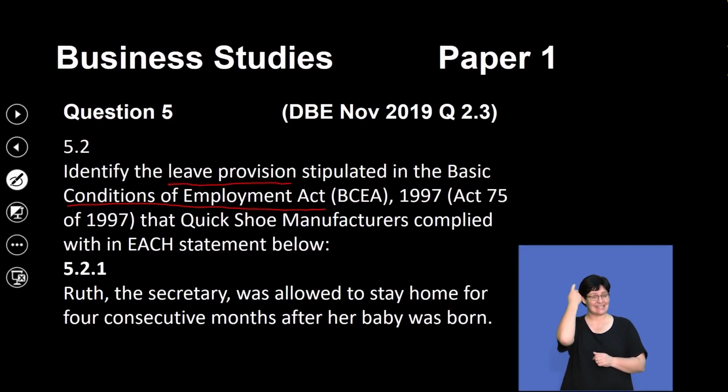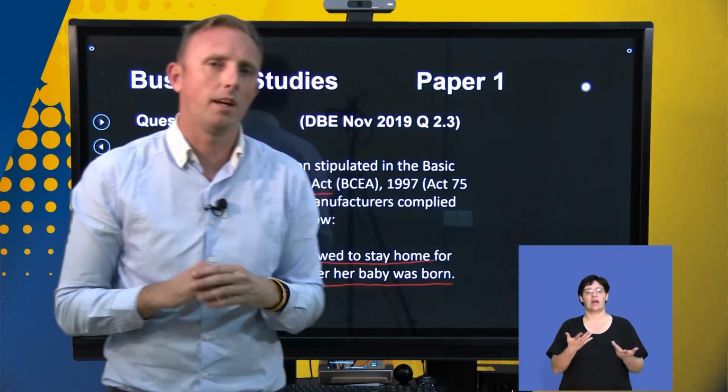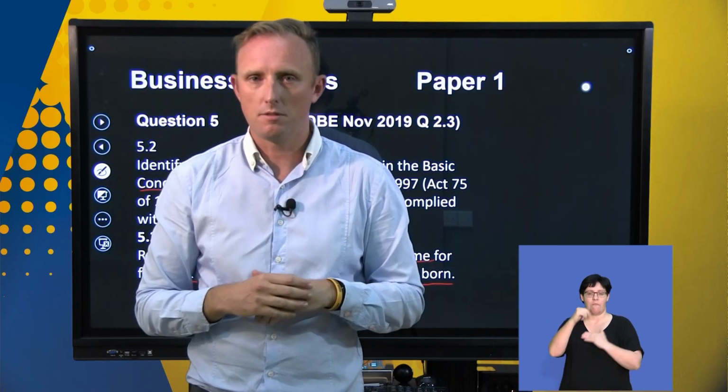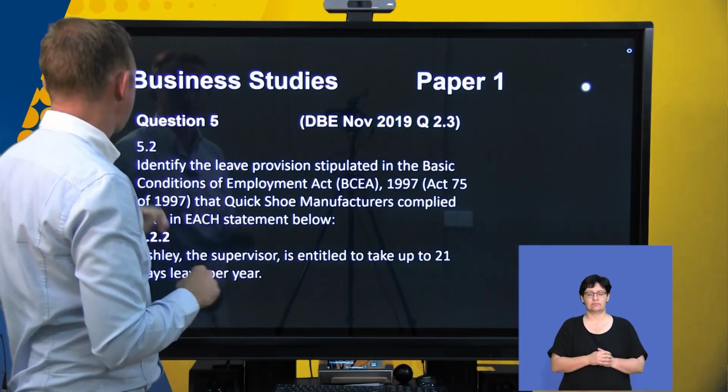So it says, Ruth, the secretary, was allowed to stay home for 4 consecutive months after her baby was born. Right, okay, so there's a big clue there. They're talking about her giving birth to a baby, and she was allowed to be off work for 4 consecutive months. So if we look at the potential answers for it, it is going to be maternity leave. Right? So maternity leave is entitled to women when they give birth to a child, or even if they adopt a newborn child, they're entitled to 4 consecutive months of leave from the company. All right, let's look at our next one.